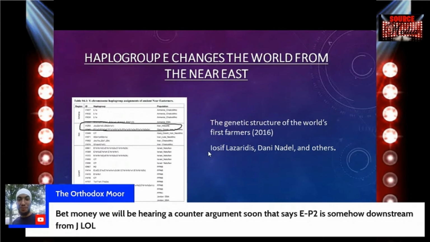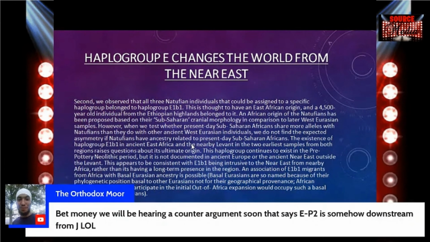This right here shows you that Iran HO2 3 is actually Basal J, which can give rise to either of the J2 lineages. And that right there says Iran HO2 3B. And this is from the genetic structure of the world's first farmers, published in 2016 by Iosif Lazaridis, Dani Nadel, and others. Again, we still don't have Haplogroup E changing the world through the Near East.